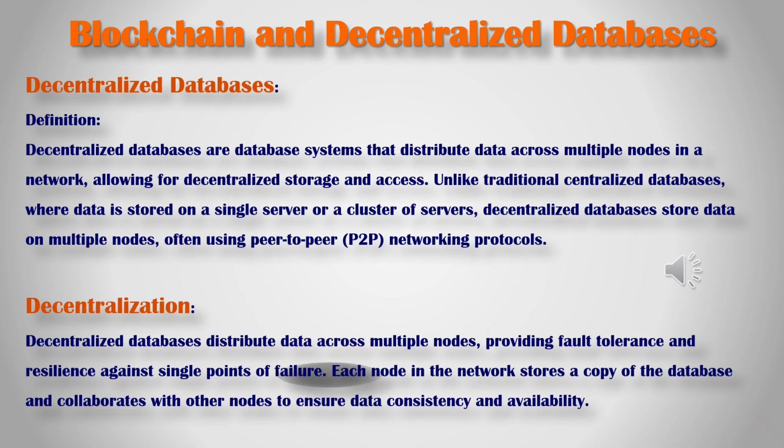Decentralization. Decentralized databases distribute data across multiple nodes, providing fault tolerance and resilience against single points of failure. Each node in the network stores a copy of the database and collaborates with other nodes to ensure data consistency and availability.